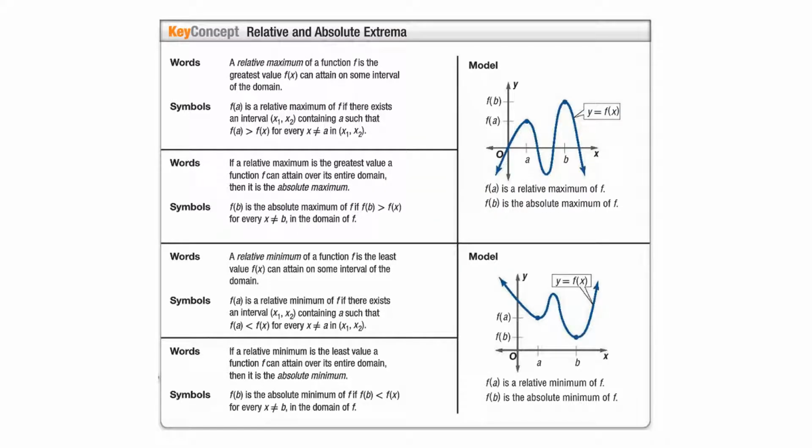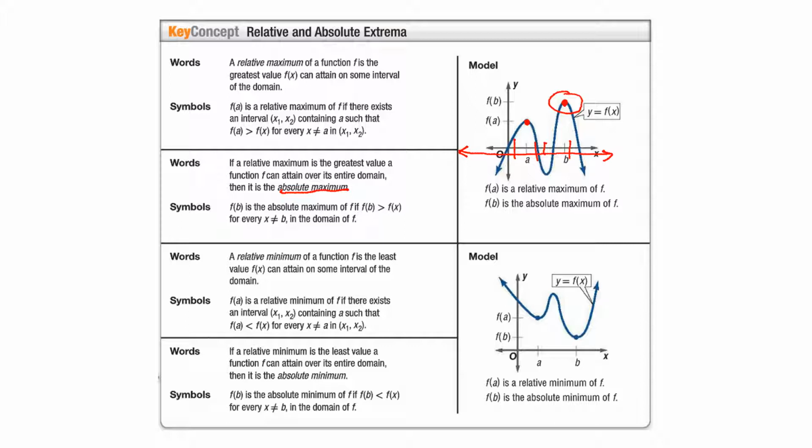All right, so a relative maximum of a function is the greatest value f of x can attain on some interval in the domain. So if I had an interval from here to here, this would be my maximum. From here to here, this would be my maximum. Now, if I want the absolute maximum, the greatest it can be, then I have to take the entire domain, all of it, and find what is the highest value I can get. So this one is the absolute maximum, but they are both maximums in their own right.